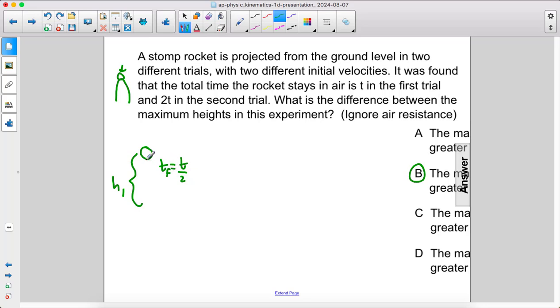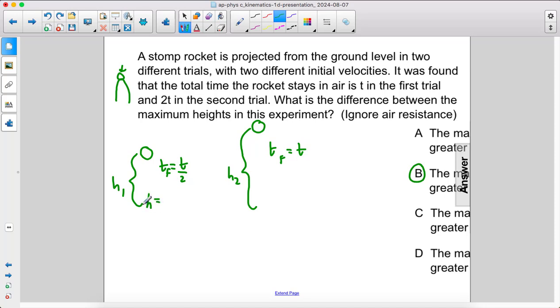This one's going to fall a certain height, and it's going to take a certain amount of time to do that. The other one is going to fall a different height. I'll call that h2. And the fall time for this one is half of its total flight time, which is t. Now, we can relate height, the vertical displacement, with time with the second kinematics equation.